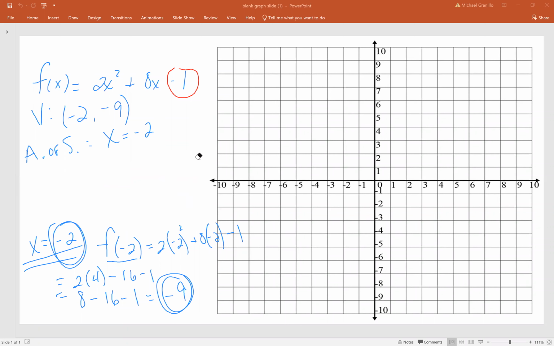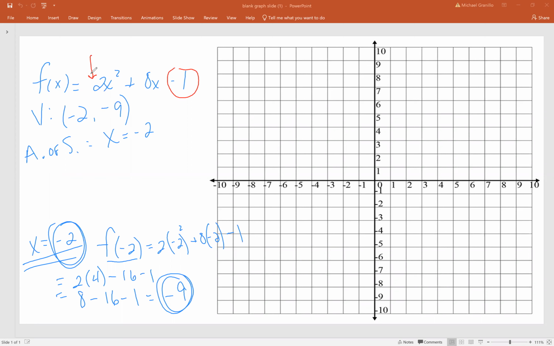It's the minimum or maximum. A little harder. We know that -9 has got to be either the minimum or the maximum. But which is it? Is it the minimum or is it the maximum? Well, here's how you tell. You go back and you look at A.